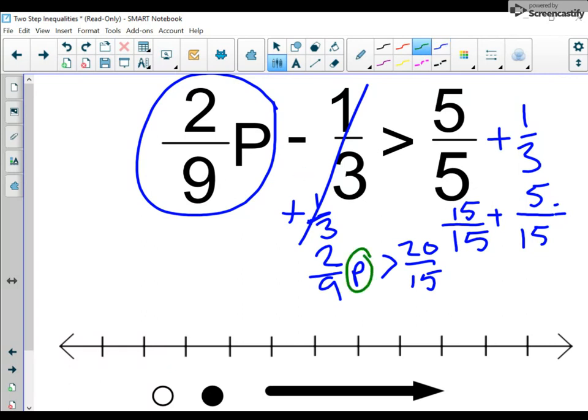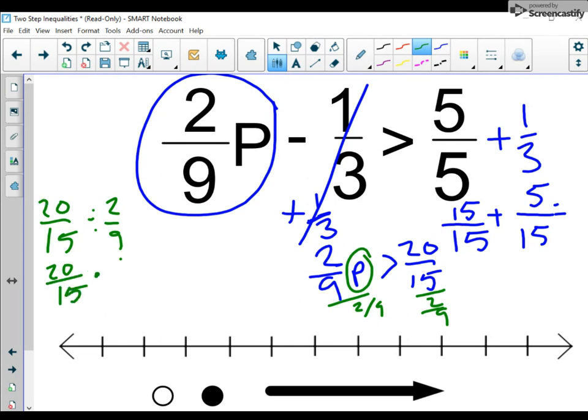Now I'm looking to just get the p by itself. I have 2/9 times p, and the opposite of multiplying by 2/9 is dividing by 2/9. So I'm going to divide both sides by 2/9. I'm actually going to bring that work over here. So I have 20/15 divided by 2/9. Remember, keep, change, flip. I keep 20/15 the same, change my division to multiplication, and flip my second fraction. So now I have 20/15 times 9/2.